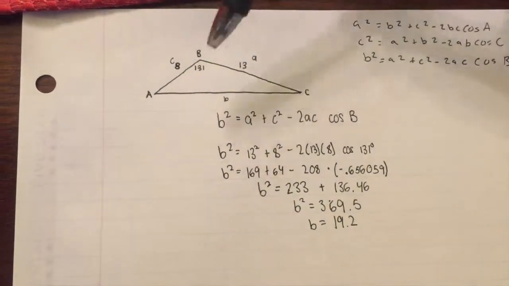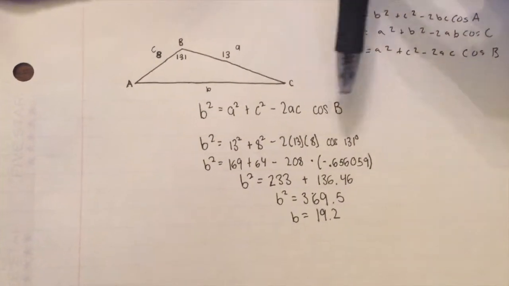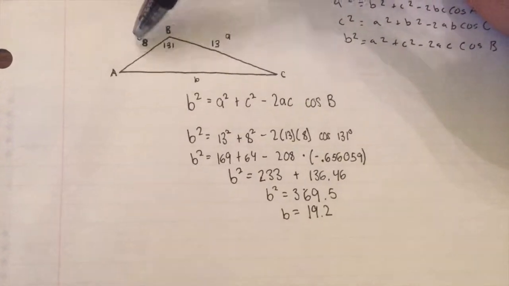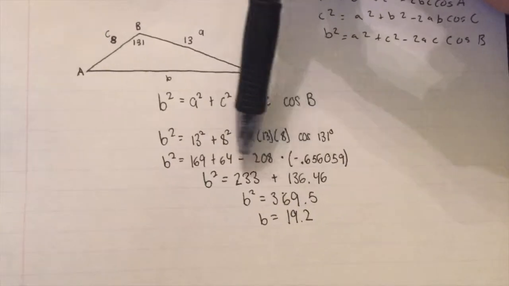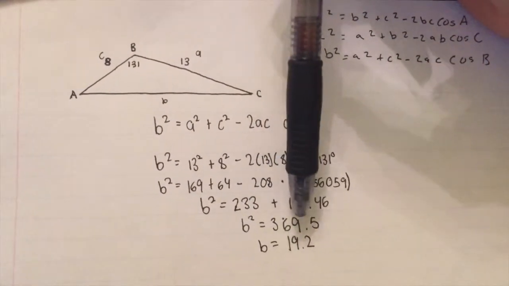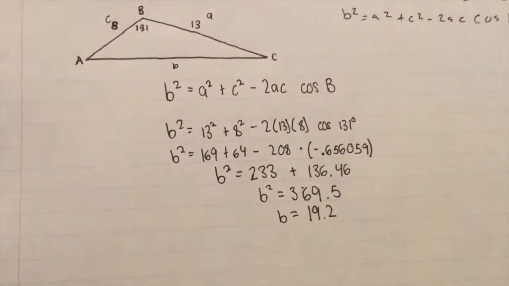so when doing this, you use b squared equals a squared plus c squared minus 2ac times the cosine of b, and you plug in all the numbers that correspond, a, b, and c right here. You do calculator work, you simplify, and you'll get b squared equals 369.5. You square root both sides, and you'll get b equals 19.2.